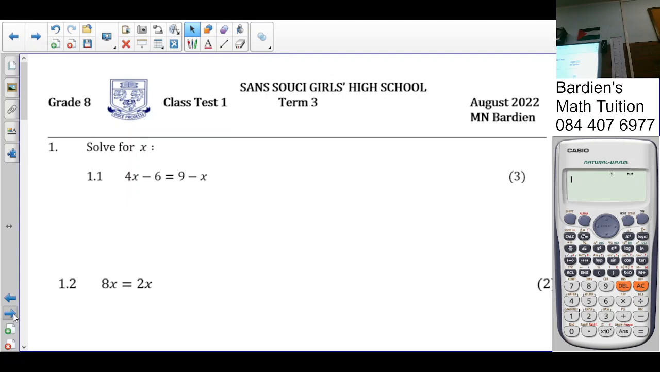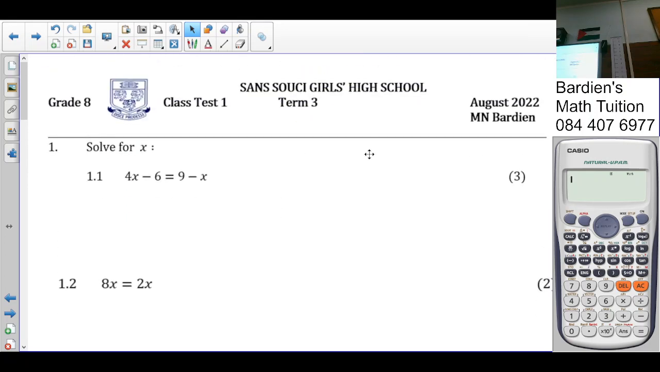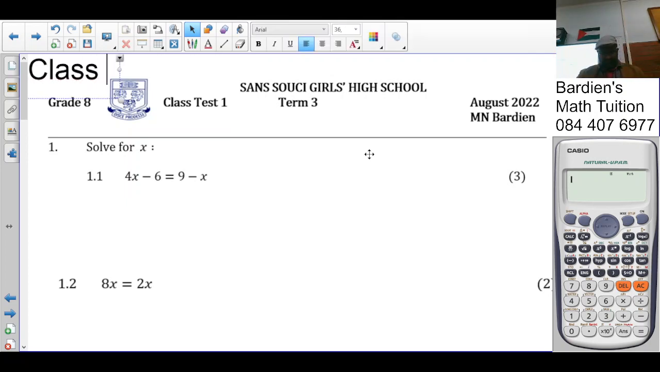So the question says solve for x. So this is basically equations, so solving for x here. Let's put here: class test 1, term 3.